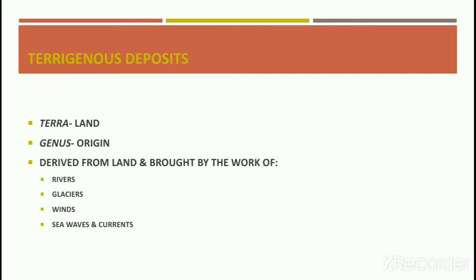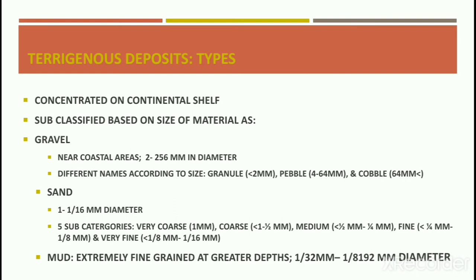Hence, the terrigenous deposits are derived from land and are brought to the ocean floor by various agents of gradation like rivers, glaciers, wind, and sea waves. Most of these terrigenous deposits are concentrated on the continental shelf areas. Some of them can be found at greater depths.